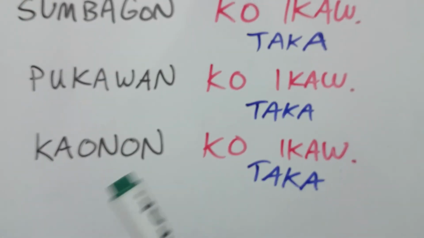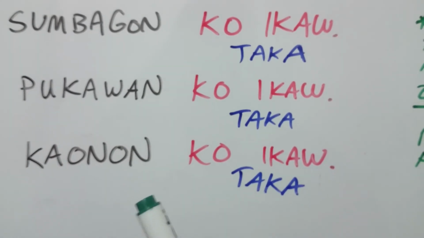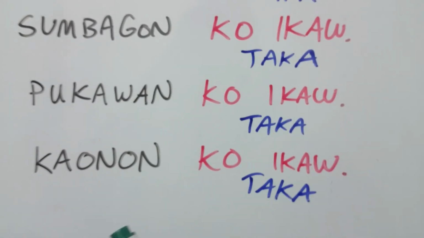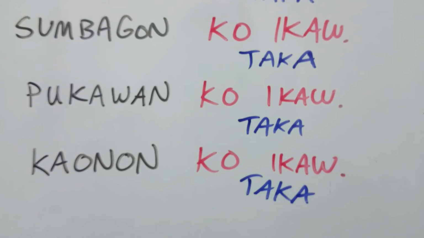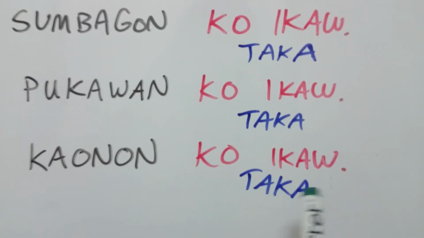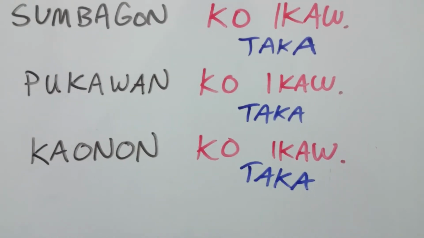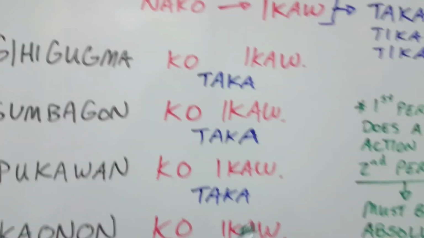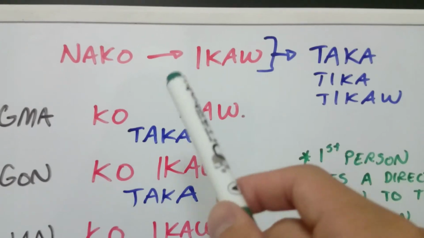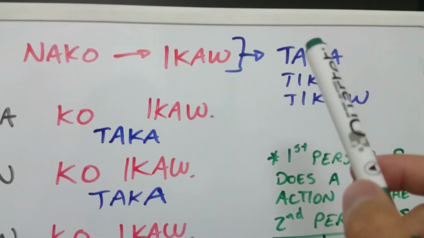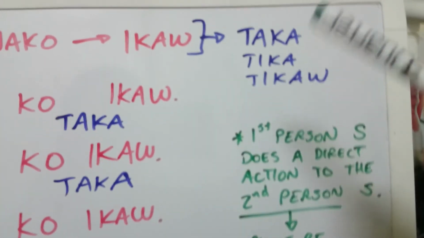Pukawan taka. And then the last one, this one's kind of funny. Kaonon ko ikaw. I'm gonna eat you. You can say kaonon taka. Oh, I'm gonna eat you. Kaonon taka. I'm gonna eat you, right? So again, the ko ikaw can change into taka, depending on your dialectal differences.